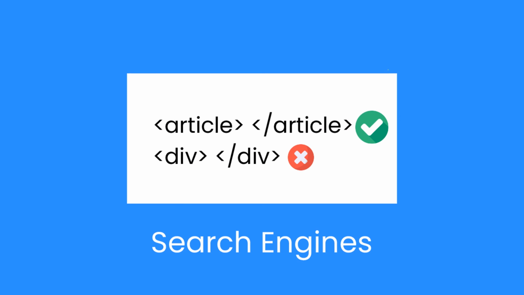First, search engines like Google use the structure of HTML to understand what your page is about. When you use tags like article, section, or nav, you are giving search engines more context, which can help your content rank better in search results.